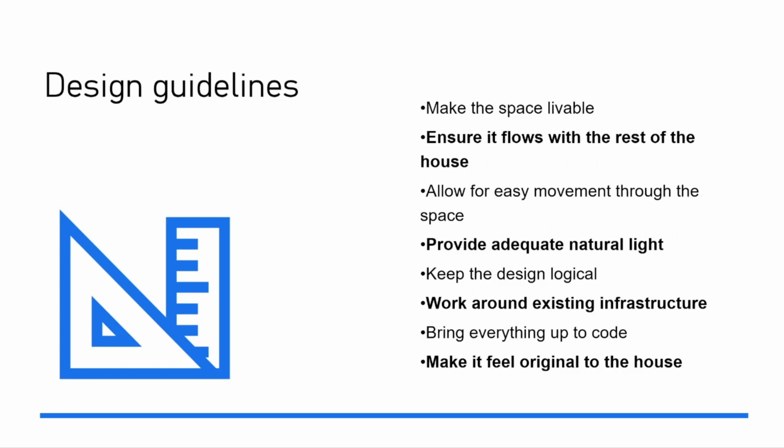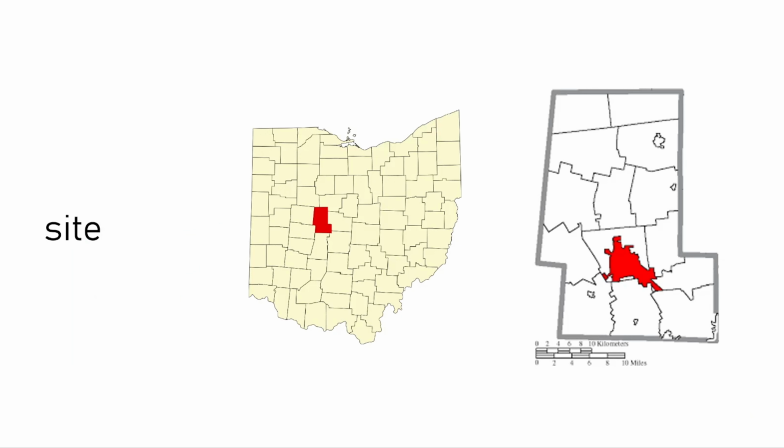Now, for the design guidelines, although there is a list of them, I bolded the ones that I mainly focused on. I wanted to ensure that it flows with the rest of the house. I wanted to provide adequate natural light, since it is a basement, and natural light in this case is very important. I wanted to work around the existing infrastructure like the wires, plumbing, and the HVAC system. I also wanted to make it feel original to the house, as if it were a part of the house itself. Now, the site is located in Union County, Ohio, in the city of Marysville.